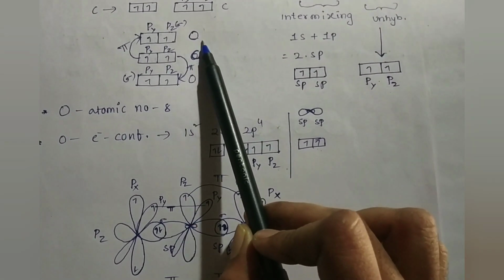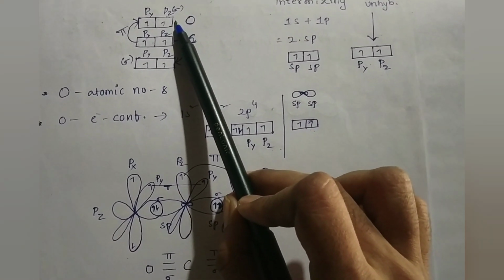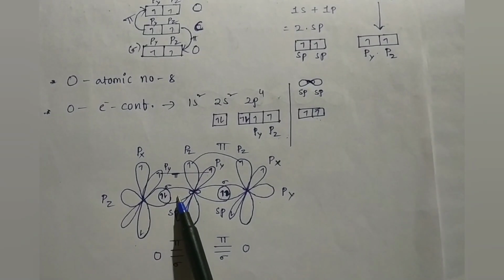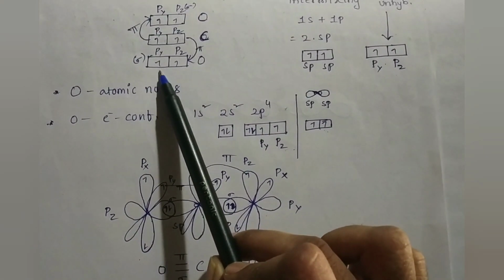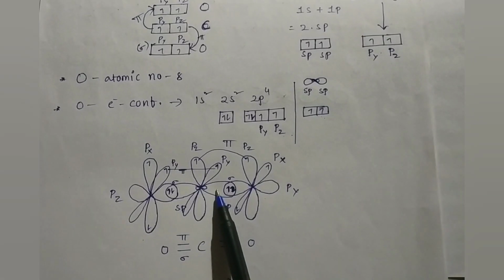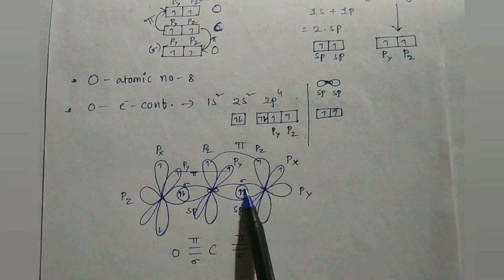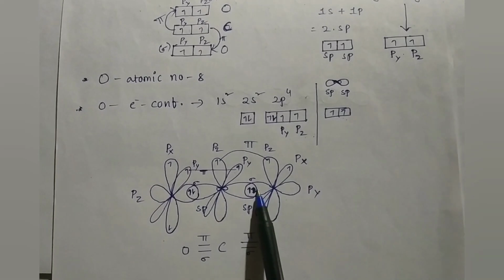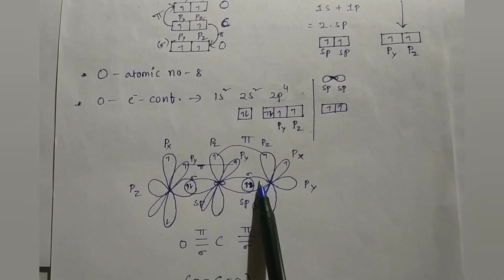In this oxygen, the pz orbital will form a sigma bond by direct overlapping with one new carbon hybrid orbital. This oxygen's py orbital overlaps with the other new sp hybrid orbital of carbon. Like this, they form direct overlapping with the two new sp hybrid orbitals of carbon. These two oxygens form the first bond, a sigma bond, by direct overlapping with the two new sp hybrid orbitals of carbon. So these are the two sigma bonds.